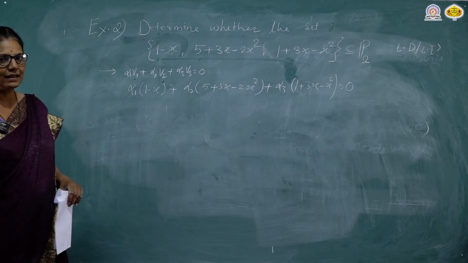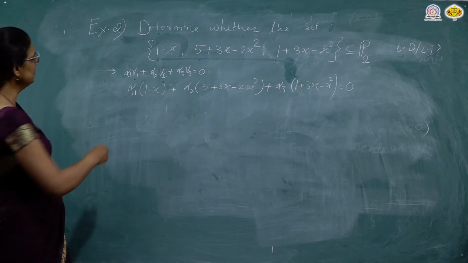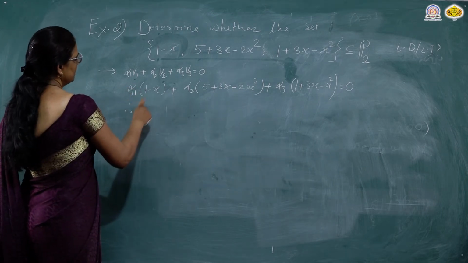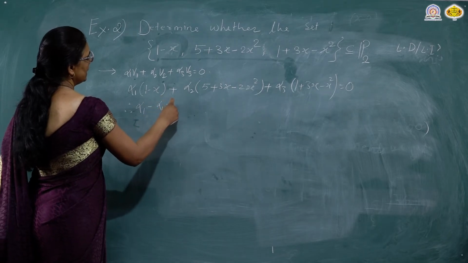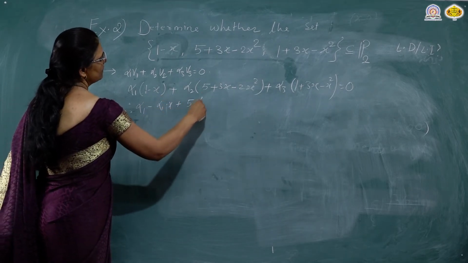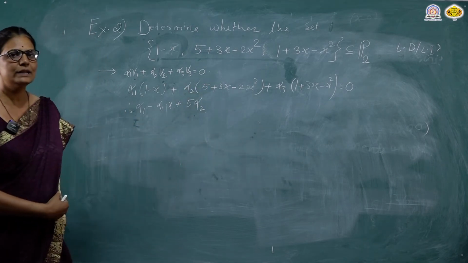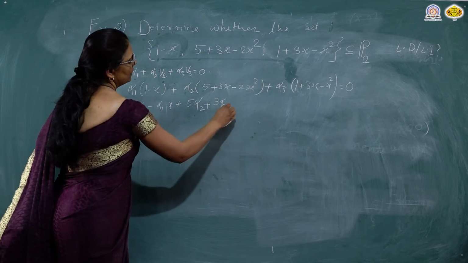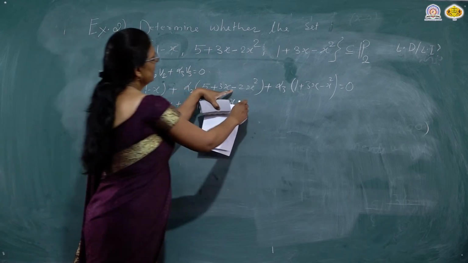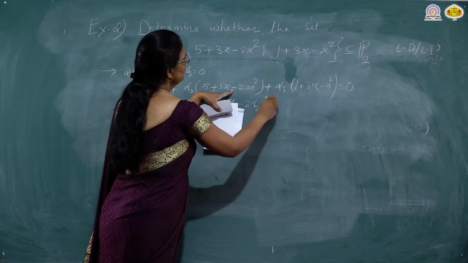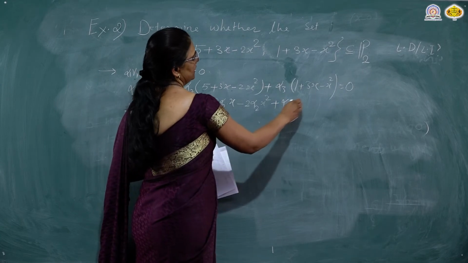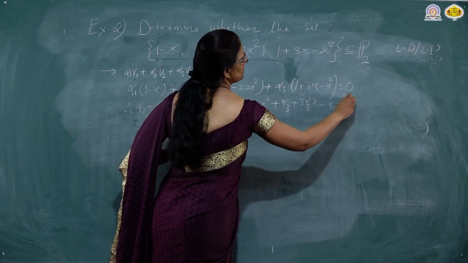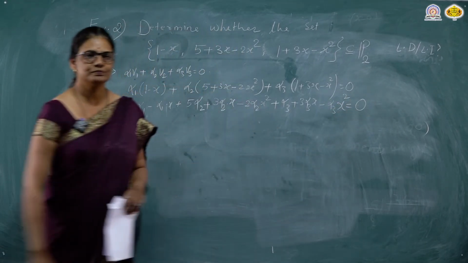You can write directly also, or we can solve the left hand side here. So first I have to simplify the bracket. So 1 times alpha 1 minus alpha 1 times x plus 5 times alpha 2, just multiply this alpha 2 inside the bracket. So 5 times alpha 2 plus 3 times alpha 2 x. Next term is minus 2 alpha 2 x square plus alpha 3 plus 3 times alpha 3 x minus alpha 3 x square is equal to 0.